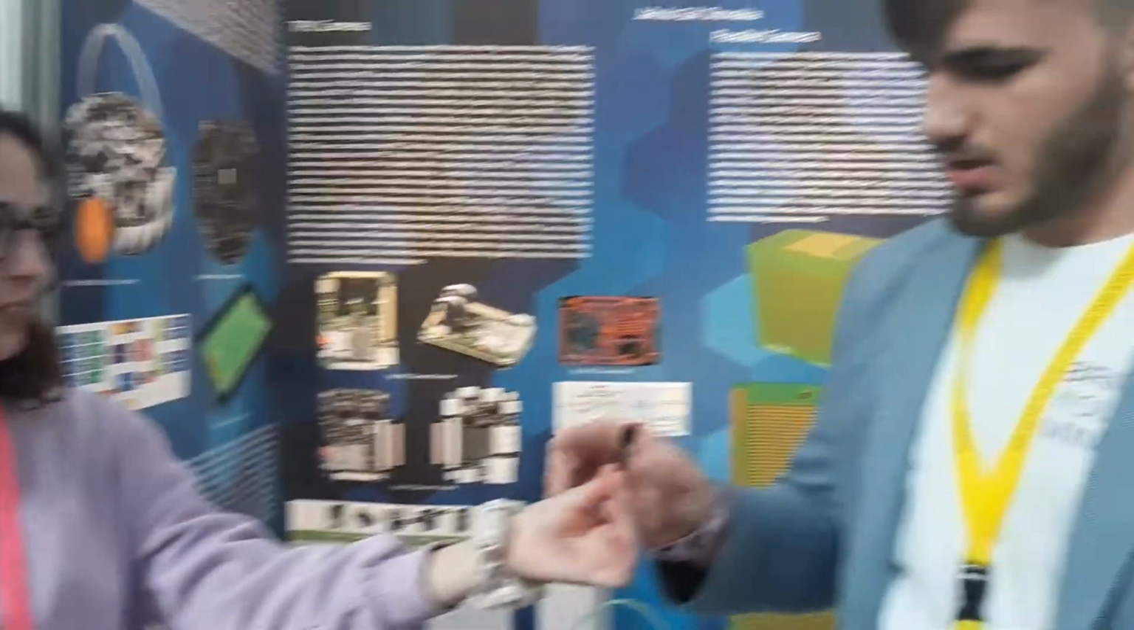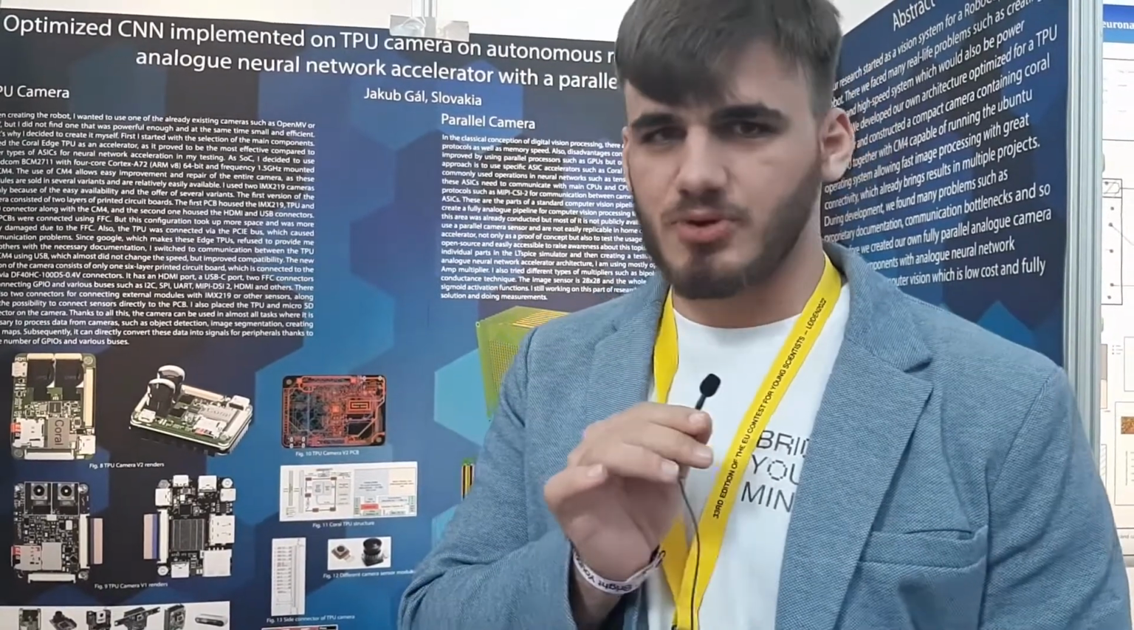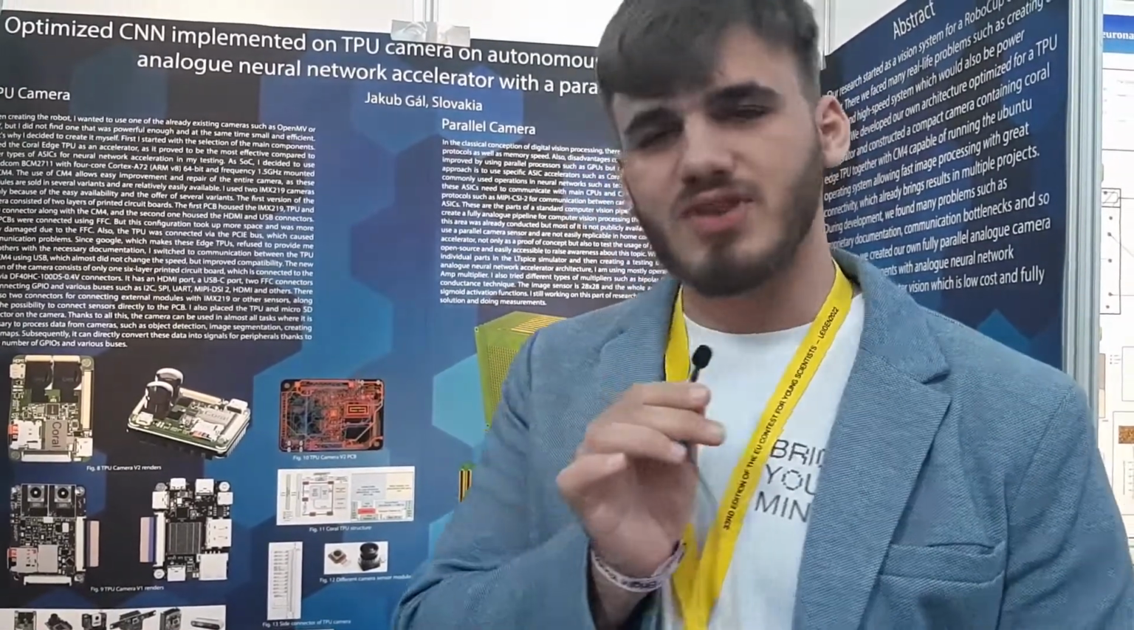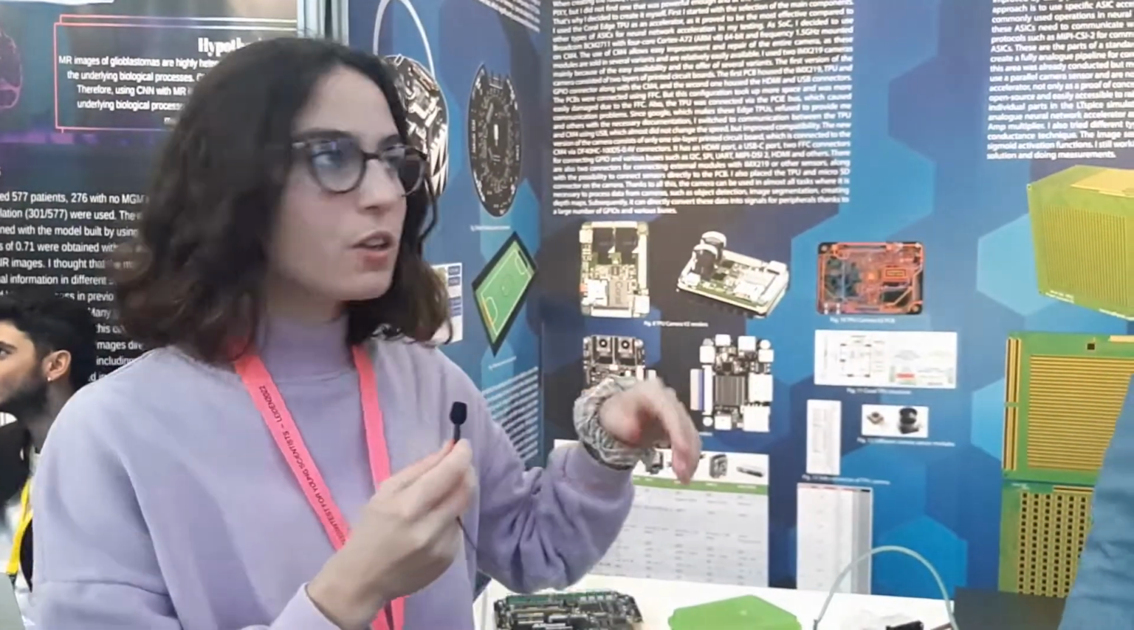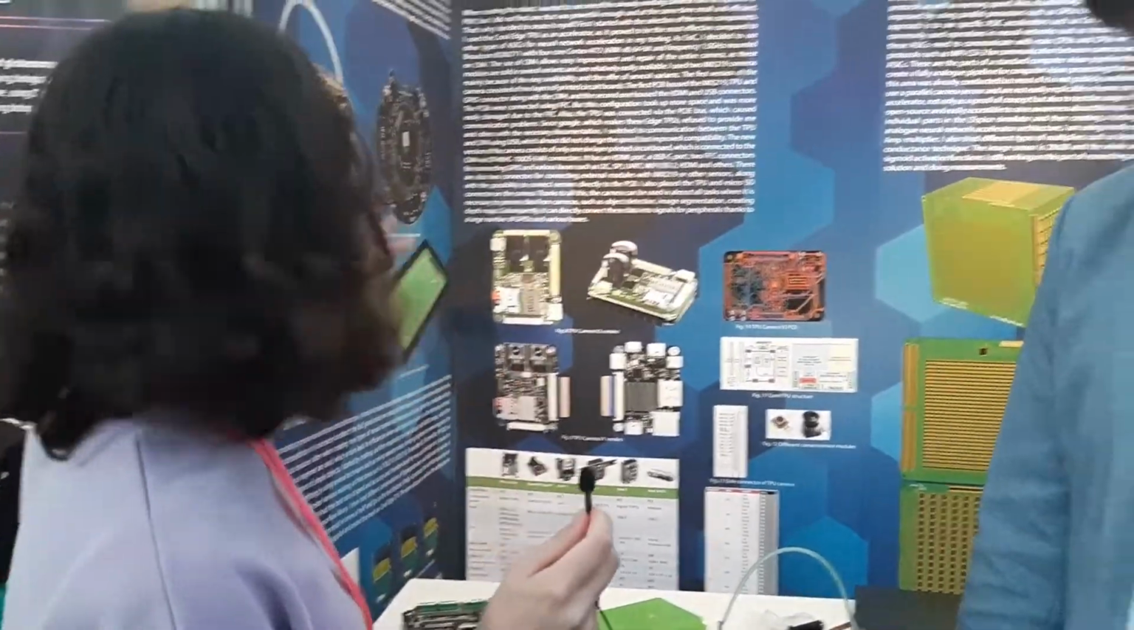Ok, so now we are at the stand of Slovakia. Hi, can you introduce yourself? Hi, my name is Jacob. I'm from Slovakia and I'm here at Evsis presenting my project about a lot of stuff. Okay, so we have a lot of robots. Can you explain the first robot?